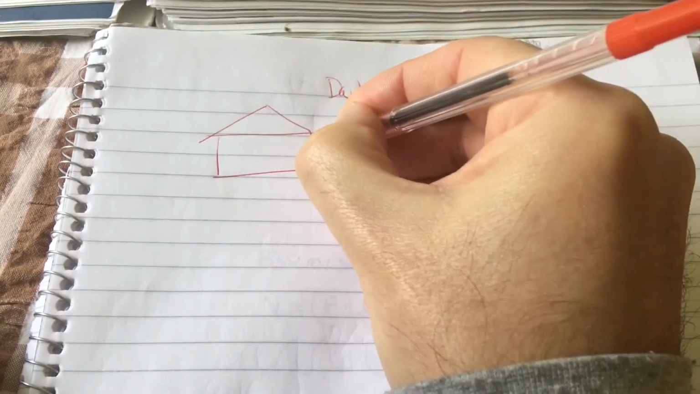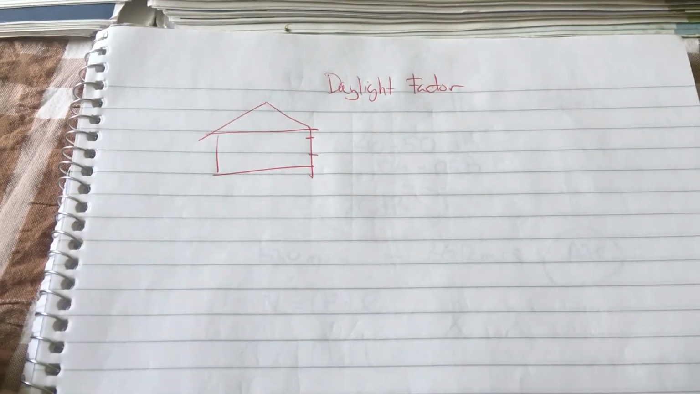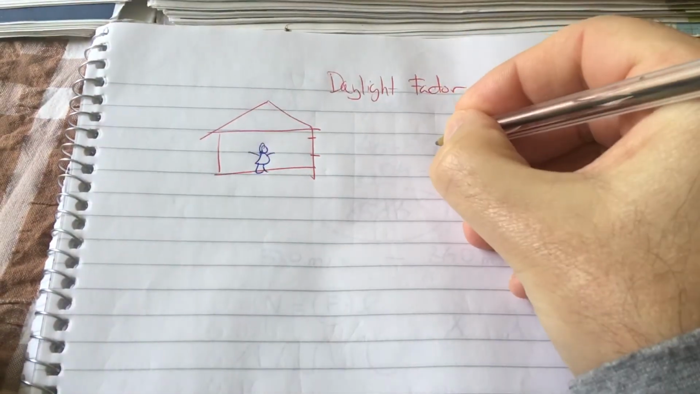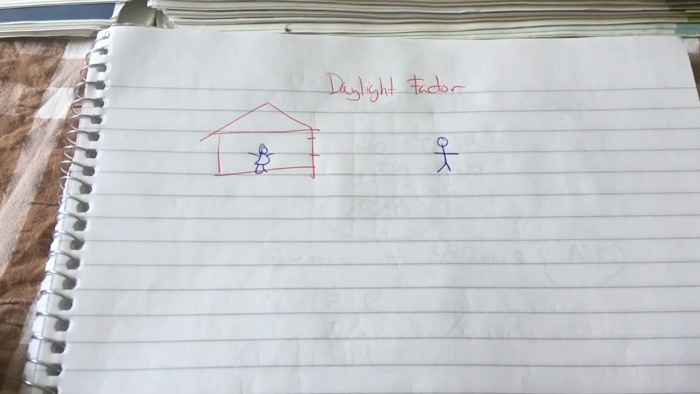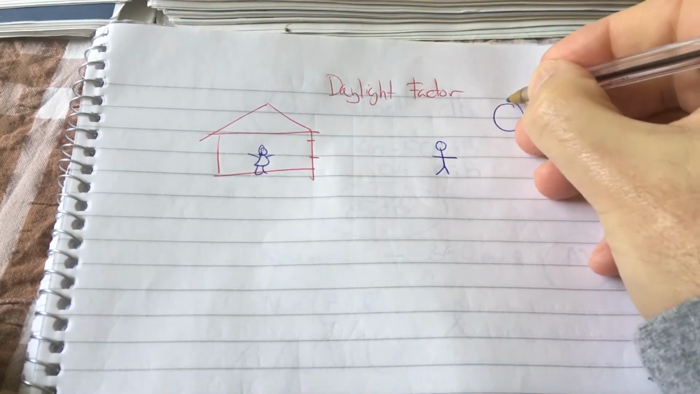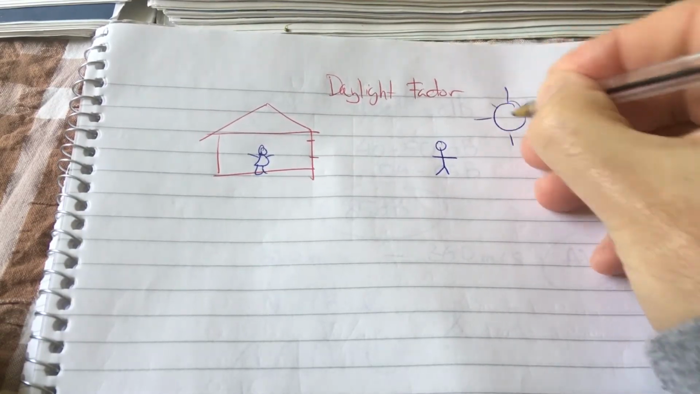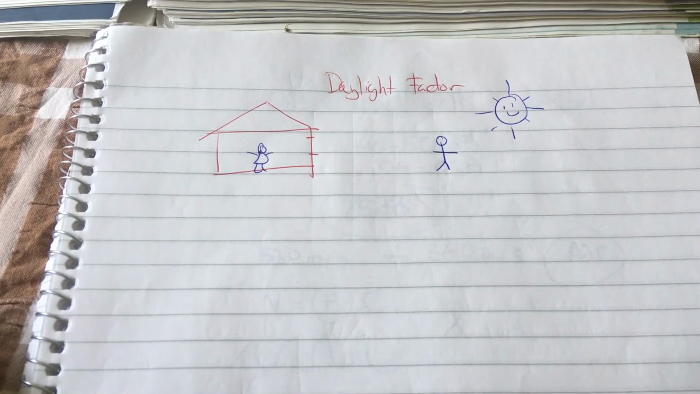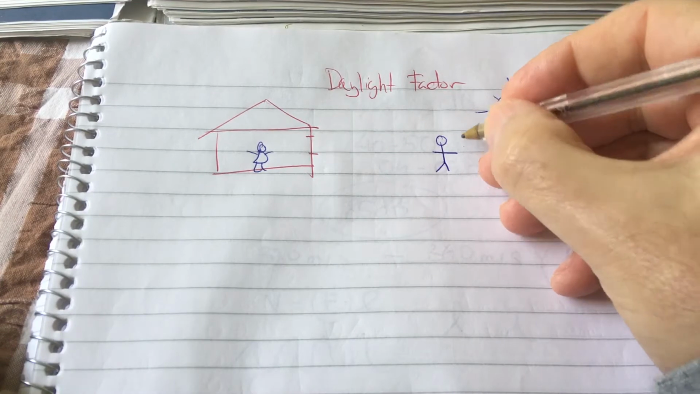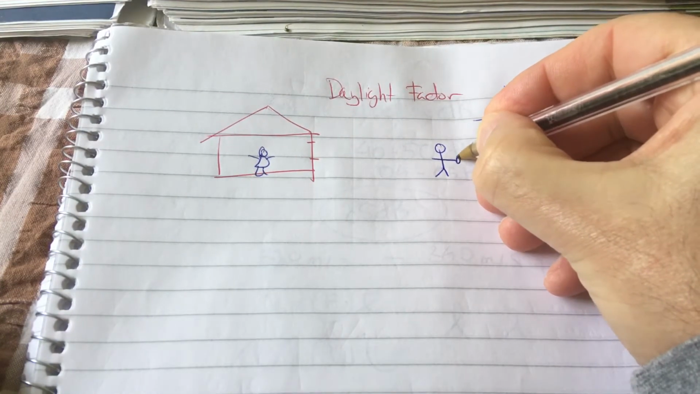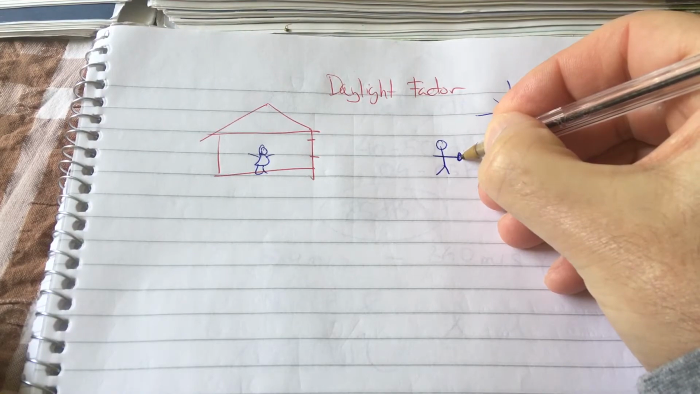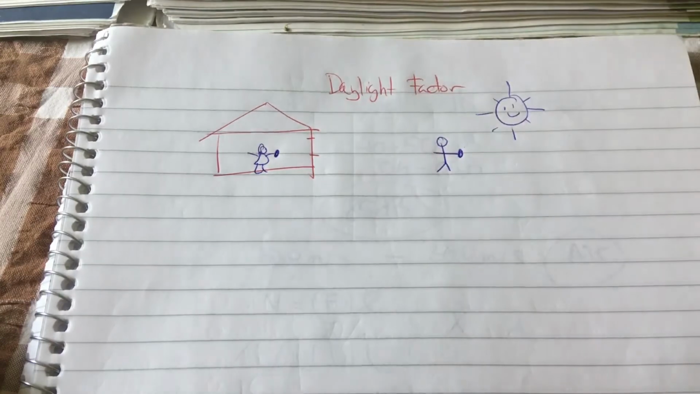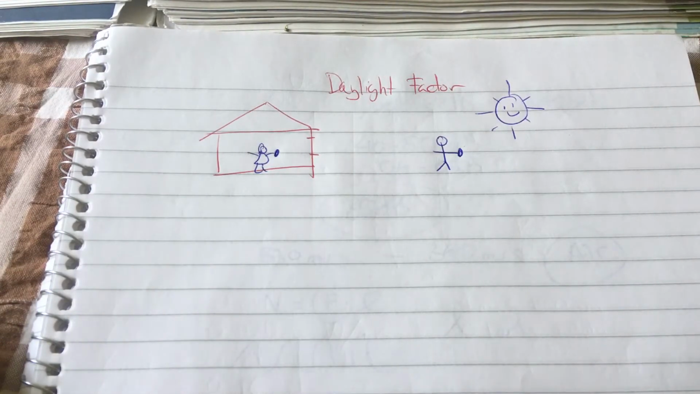Now, daylight factor, very simple. You got a house, this house got a window, and we got this guy here in this house, and this guy here outside. Oh, look, it's a nice, hot, sunny day, and the sun is smiling. And what is this guy doing? This guy is holding a light meter. And this guy here inside the room is also holding a light meter.